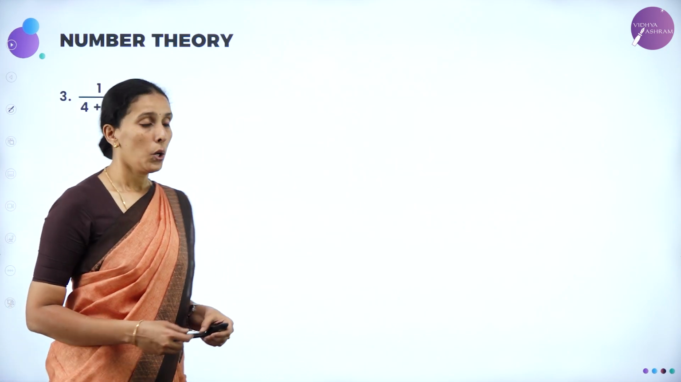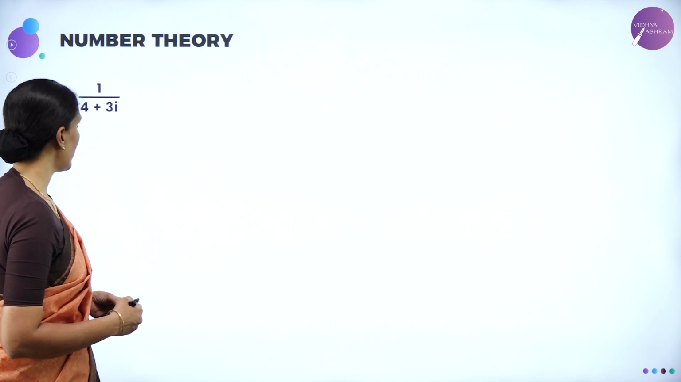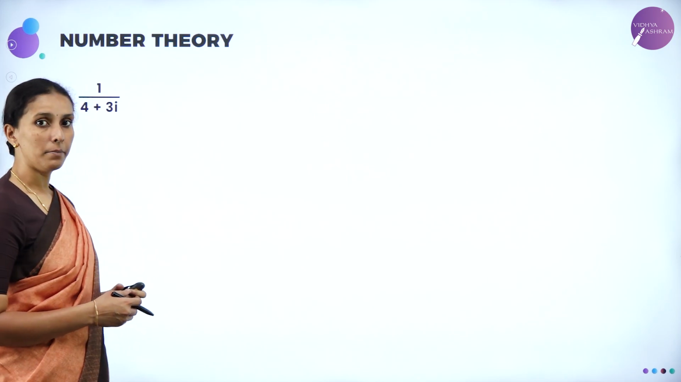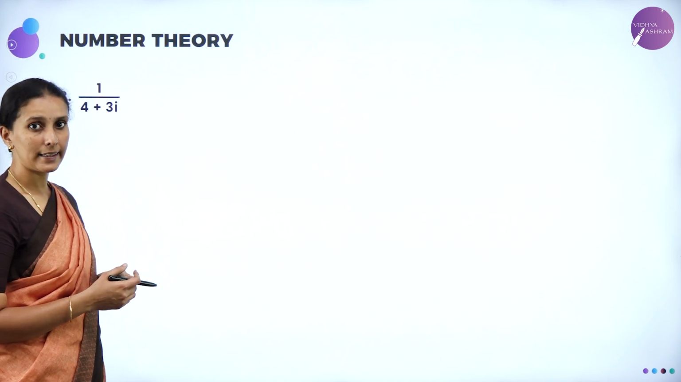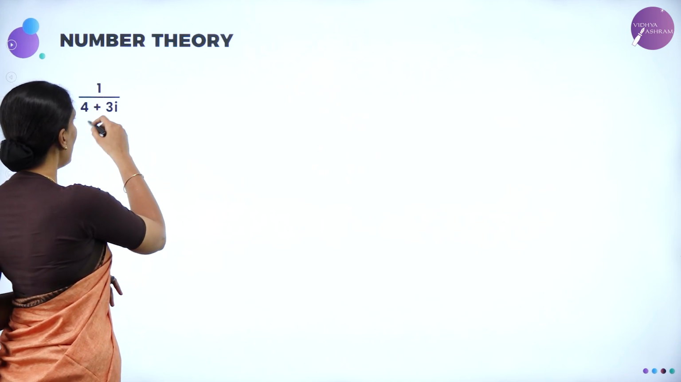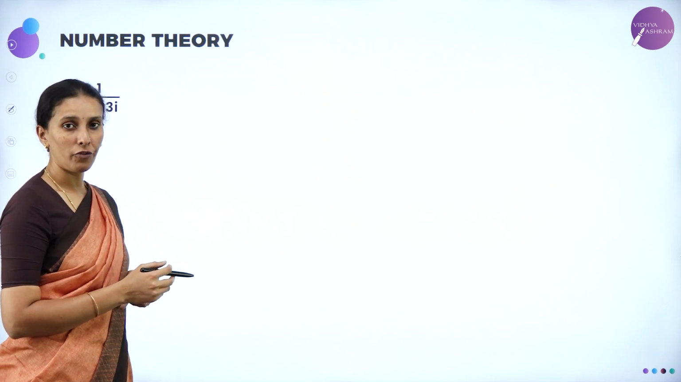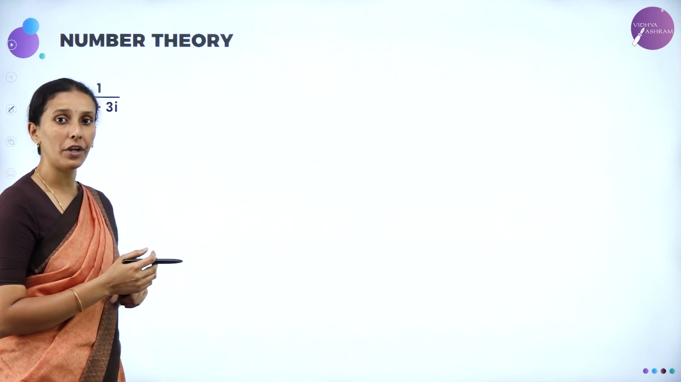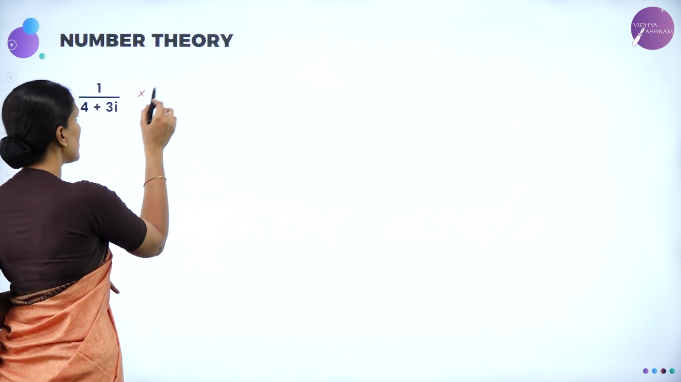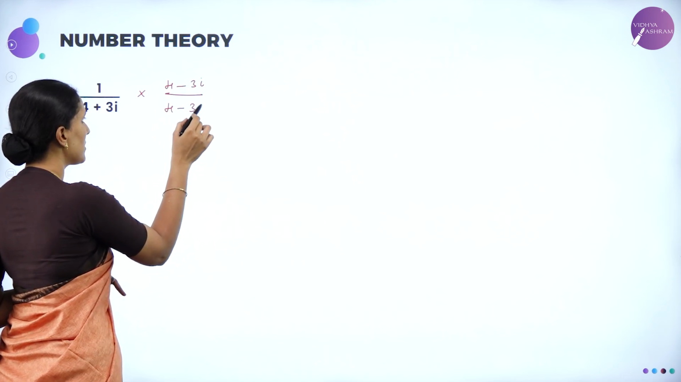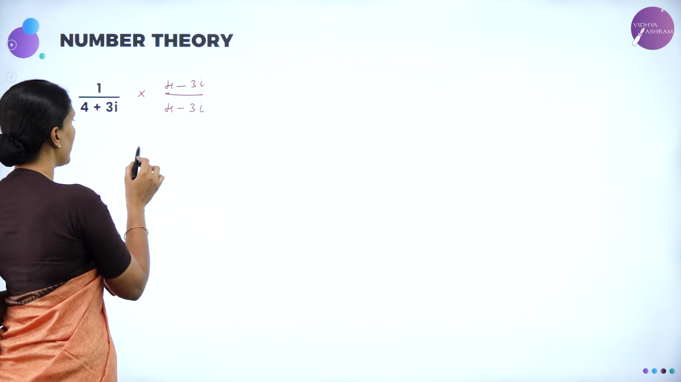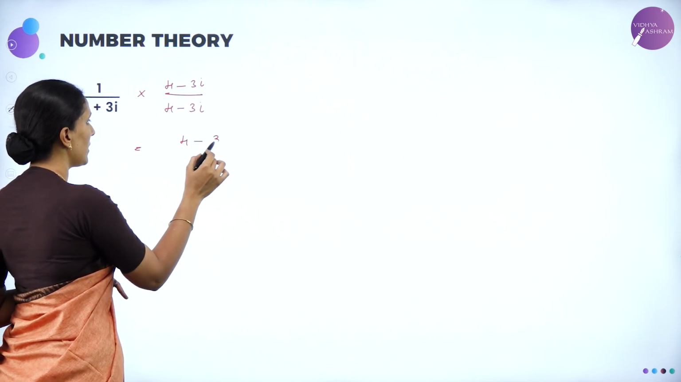Next question is 1 divided by 4 plus 3i. So we have a complex number in the denominator. So let us use the concept of rationalizing the denominator. So I'll multiply by the conjugate of 4 plus 3i. What is the conjugate of 4 plus 3i? It is 4 minus 3i. Now let me multiply this. 4 minus 3i into 1 is 4 minus 3i.